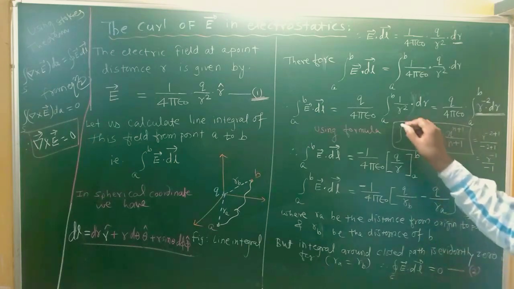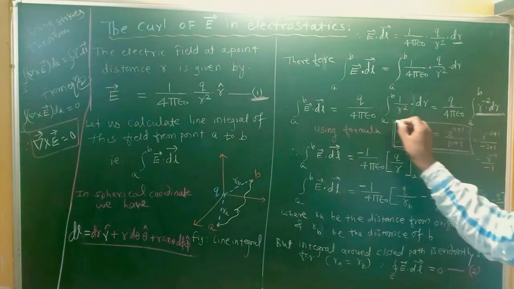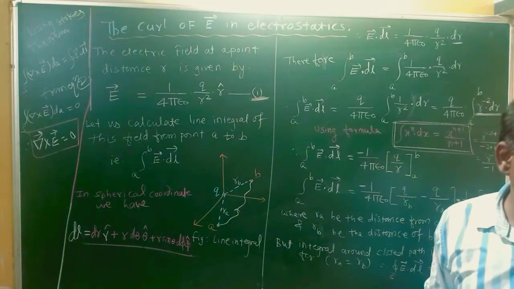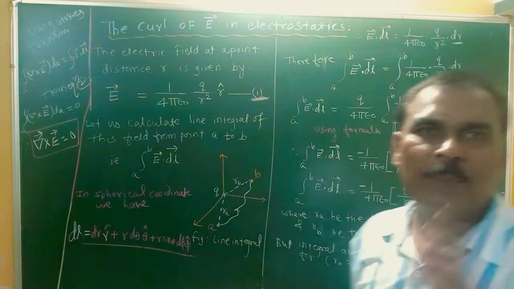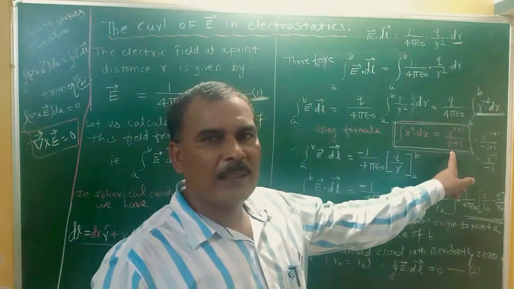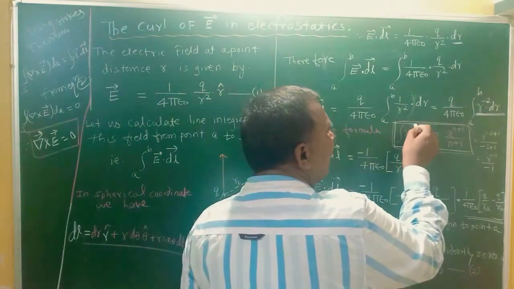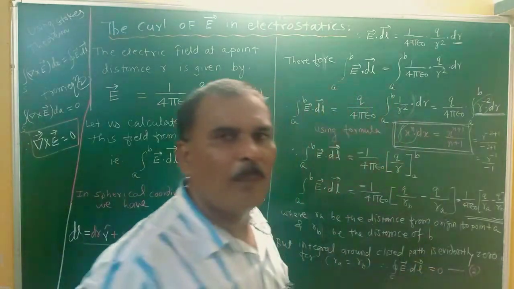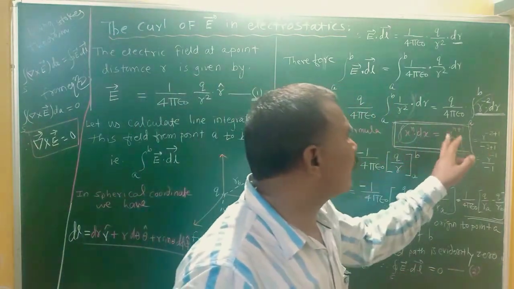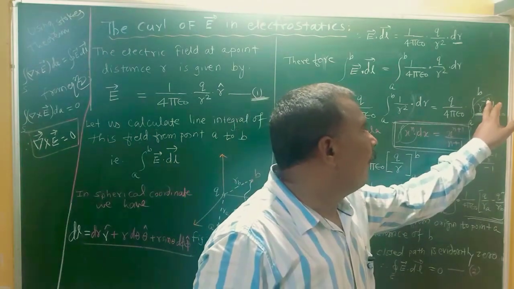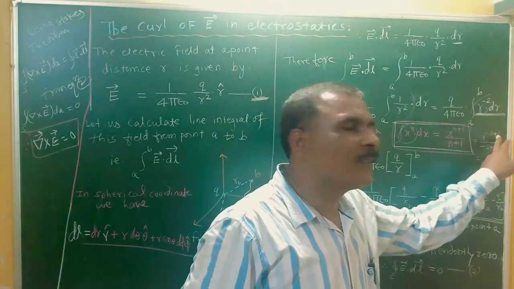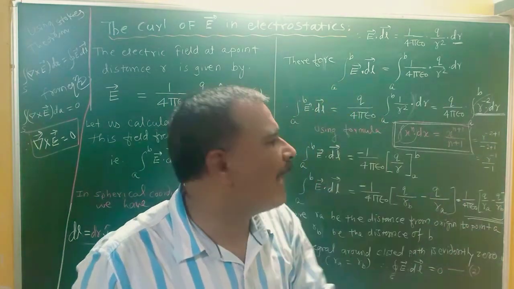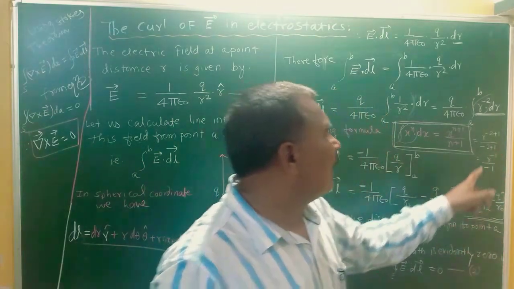And this is similar to the basic formula for integration. That is, integration of x raised to n into dx is equal to x raised to n plus 1 upon n plus 1. Now what is the power here? x raised to n; here we have r raised to minus 2. So we have minus 2 plus 1 divided by minus 2 plus 1, and minus 2 plus 1 gives minus 1. So r raised to minus 1 divided by minus 1.